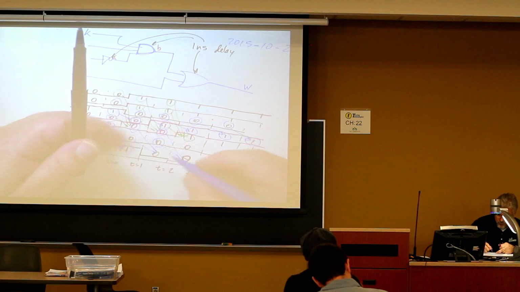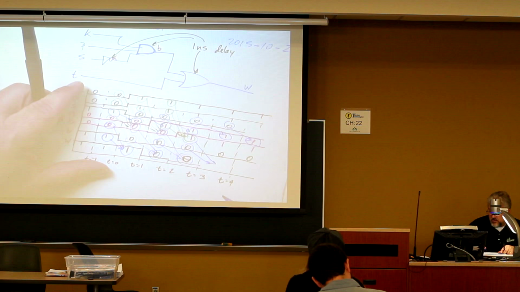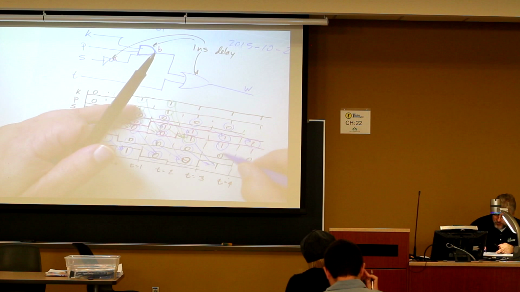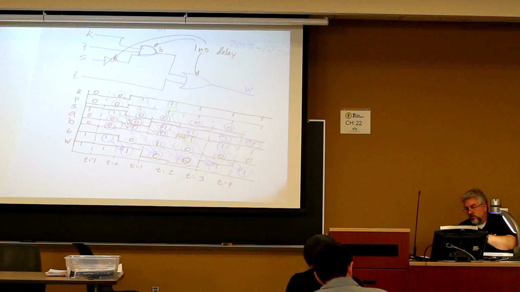But now this is where it gets interesting. Now it's 1 or 0, which is 1. 1 or 0 is 1. And that's how you will need to go through any of these with gate delays.